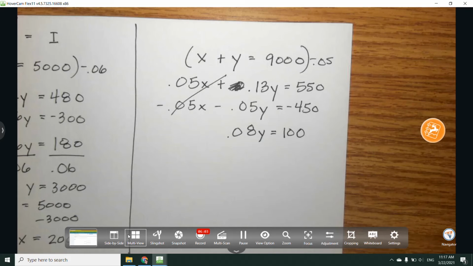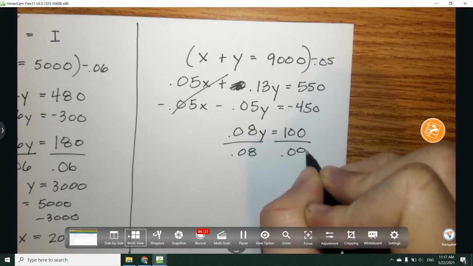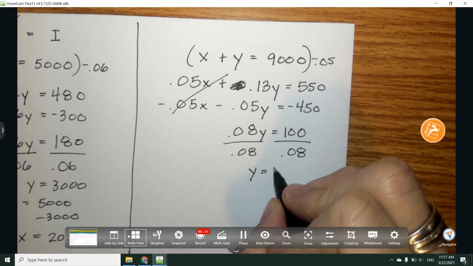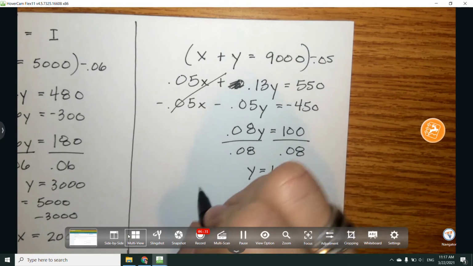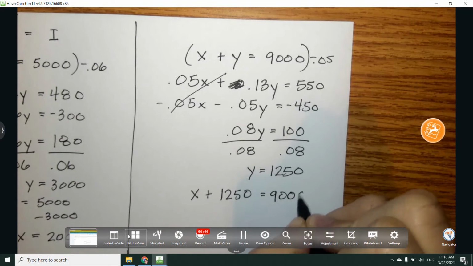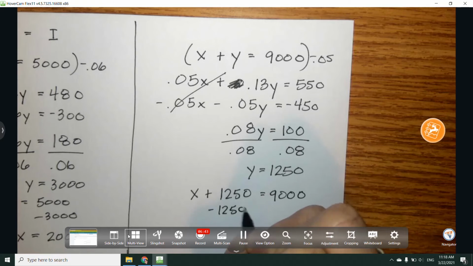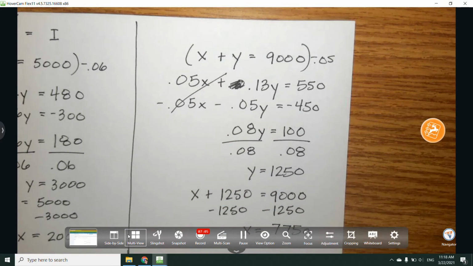So we're going to divide by 0.08, and so y is equal to 1,250. Once again, we plug this in where our y is and figure out what our x is equal to. So we subtract 1,250 on both sides, and x is equal to 7,750. Remember, x was associated with that 5%.